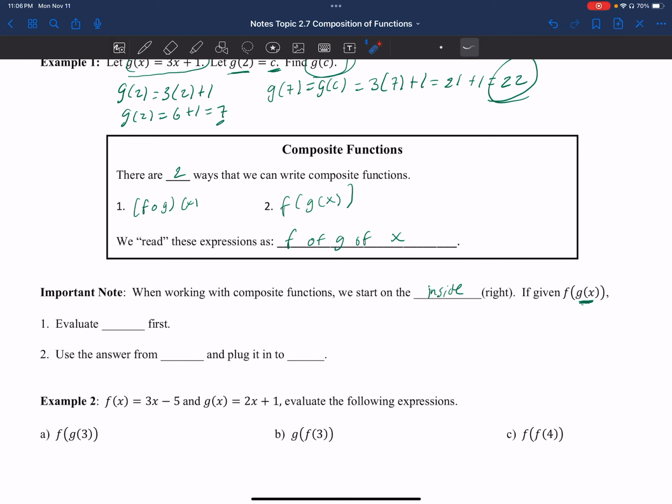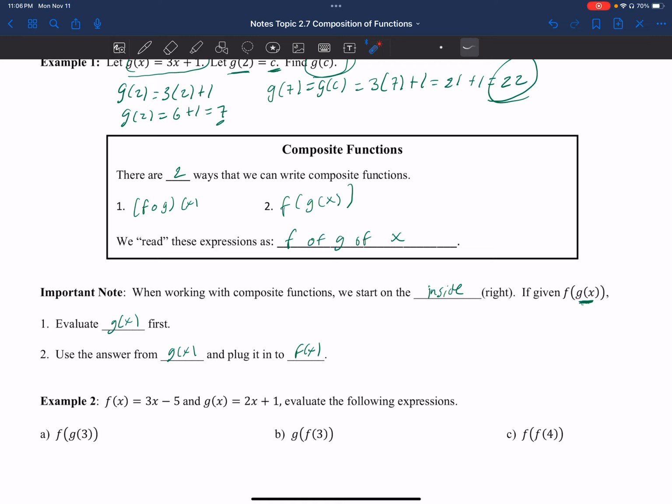So when we're finding f of g of x, we're going to evaluate g of x first, and then use the answer from g of x to plug it into f of x. So again, going in that order from the inside and then out. If you have to do it 3 or 4 times, you can do it as many times as you need to. So let's look at some examples with some equations.